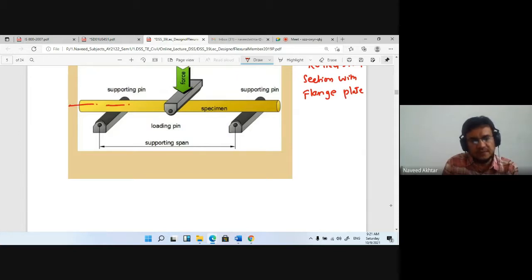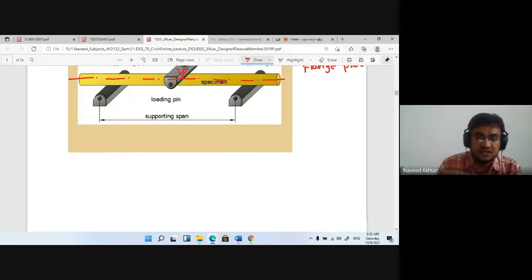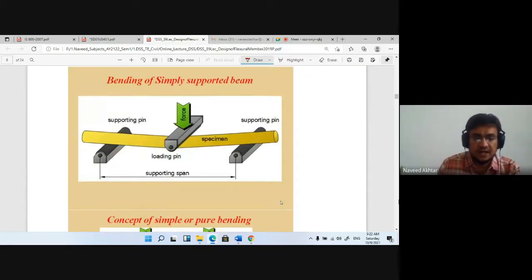You can see the axis of the beam is horizontal and the load acting on it is vertical, making 90 degrees with the axis, or you can say normal to the axis of the member. That's why this type of loading is called transverse loading. So there is always transverse loading on a flexural member. Due to this transverse loading, this member is called a flexural or bending member.